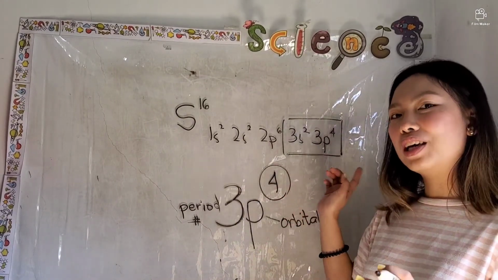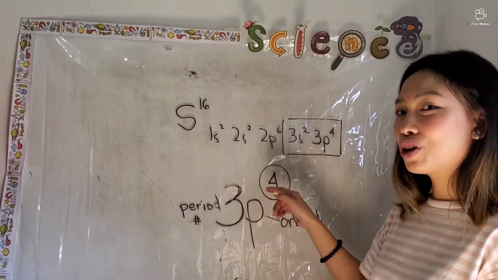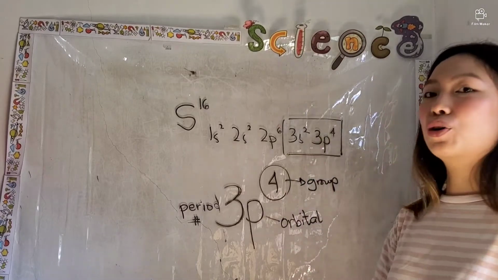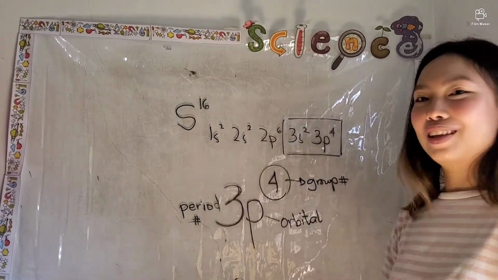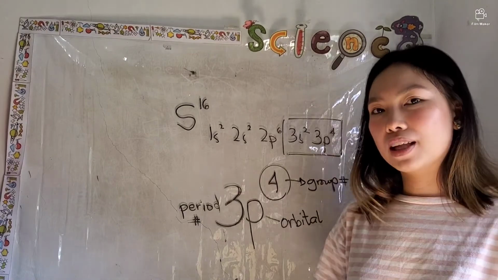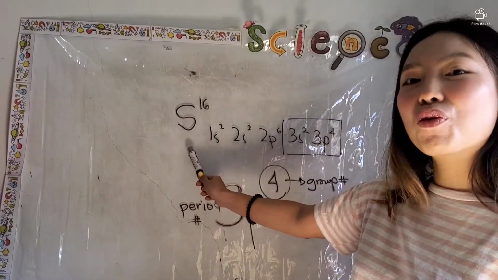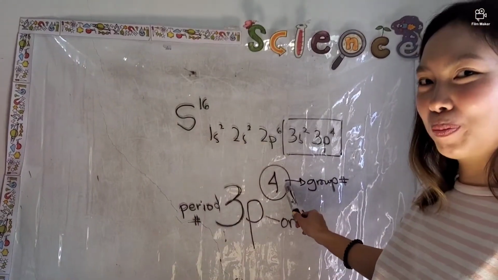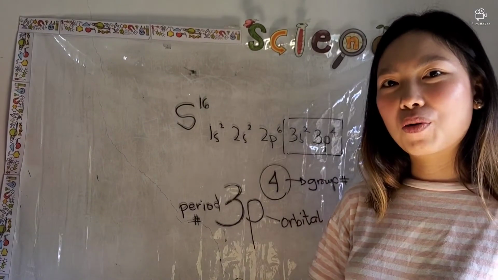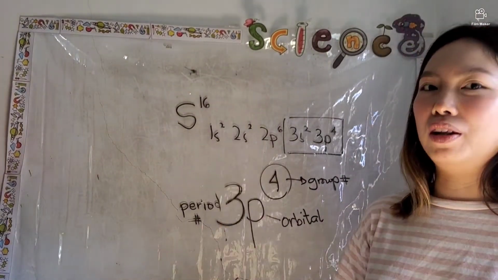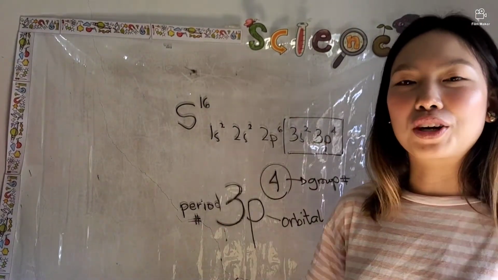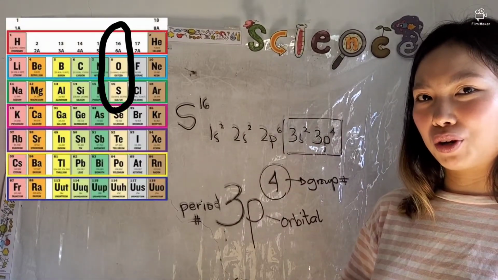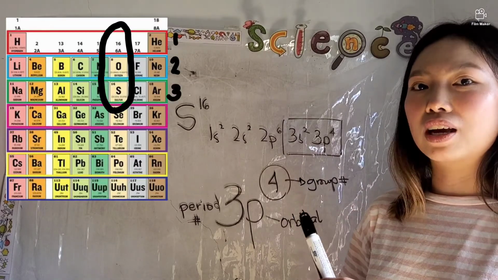Anong ibig sabihin ng 4 sa taas? So, yung 4 sa taas ang magsisilbing group number. So, meaning to say, matatagpuan mo ang sulfur sa ikatlong period sa ika-4 na group. Tingnan nga natin. Tama kaya yung gawa natin? Silipin natin ang periodic table. Asan dyan si sulfur? Eto si sulfur. At, tama bang nasa ikatlong period? 1, 2, 3. Tama.